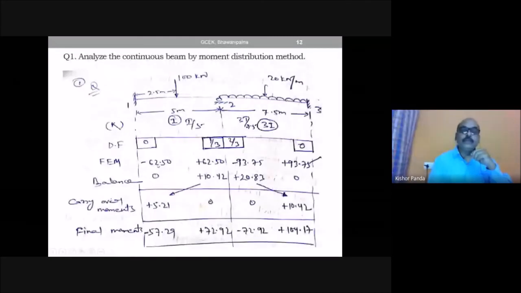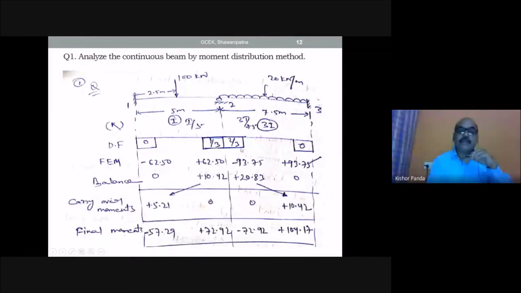Then what you have to do is take the unbalanced moment at this joint. Here the unbalanced moment is 62.5 minus 93.75. This moment you have to distribute to this end and this end by multiplying with the distribution factor. The net unbalanced moment into 1/3, and you put it here with opposite sign. Similarly, the unbalanced moment you multiply with 2/3, and put it in opposite sign.